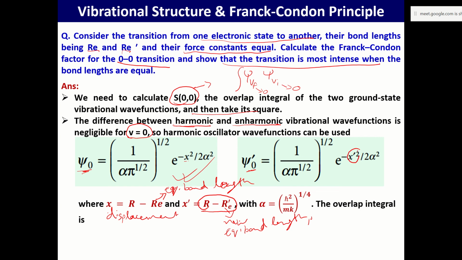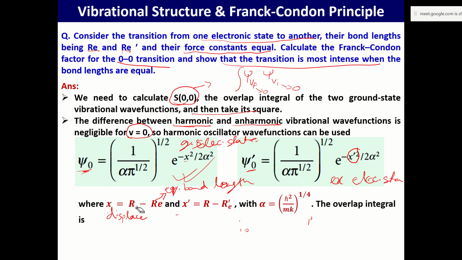So you can see the term, this is for the excited electronic state, and this is the ground electronic state. So this is x and x prime. Now you understand how it is defined. Equilibrium bond length may be different, it may be the same, but the case that we are trying to evaluate is when the function overlap will be maximum between the two wave functions that we are considering, and the overlap integral.